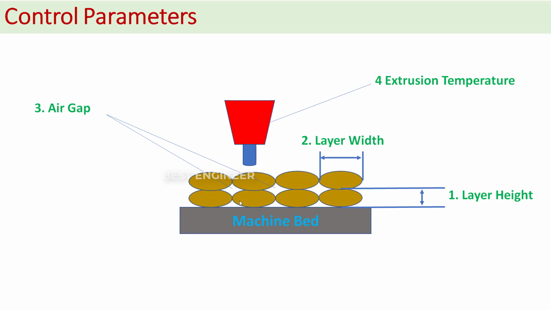In case of FDM technology, the raw material will be in the form of plastic wire. It is heated, melted, and deposited over the bed. Here the temperature is a control factor. In case of SLS technology, the laser source is a control factor. In case of SLA technology, UV rays are a control factor.